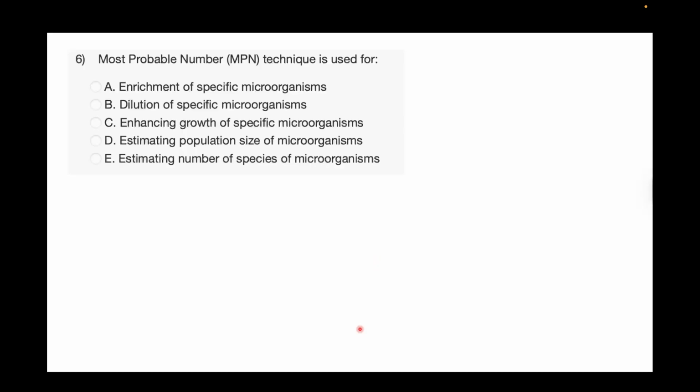Okay, I think it's time for discussing this question. Question number 6. Most probable number technique is used for dash. Let us see if students have answered. Saida, Sharna, and Olivia have answered option D. Okay, and the correct answer to this question is option D. You all are correct. Most probable number is used for estimating population size of microorganisms in a culture.